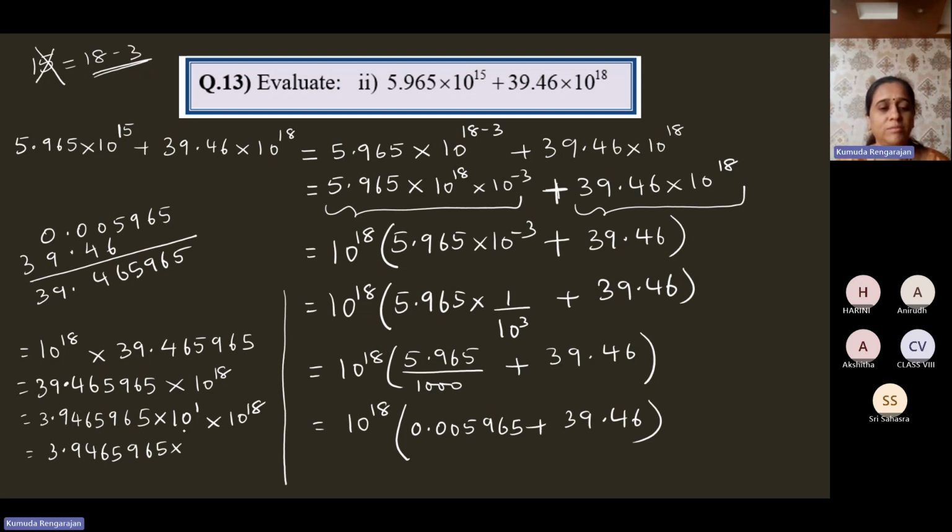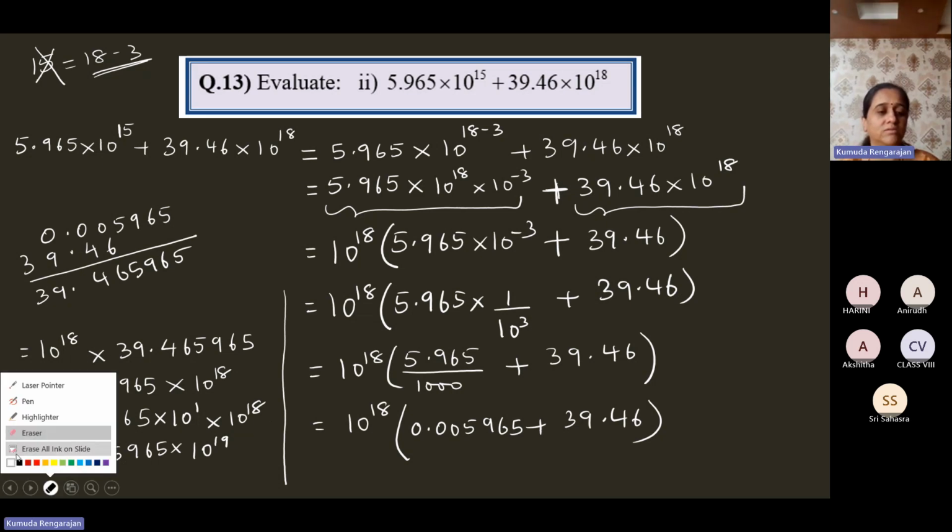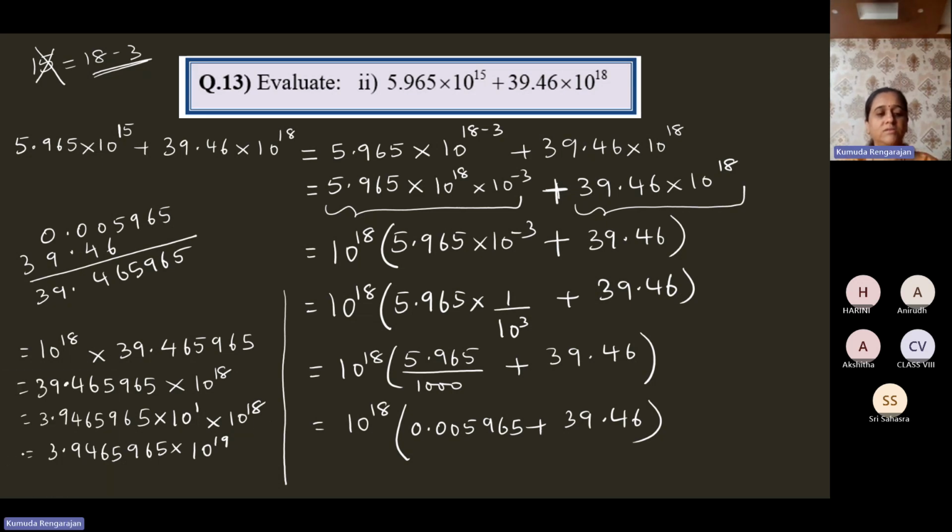You know, when bases are same and it's multiplication, we need to add the powers. So 10 to the power 1 plus 18, which is 19. Add the powers. So this is the final answer. And you see that the final answer is in the standard form.